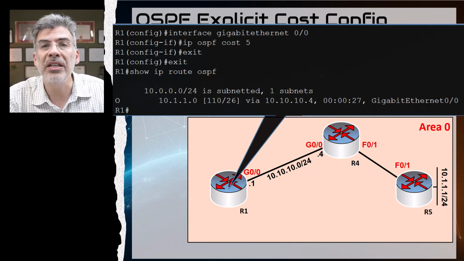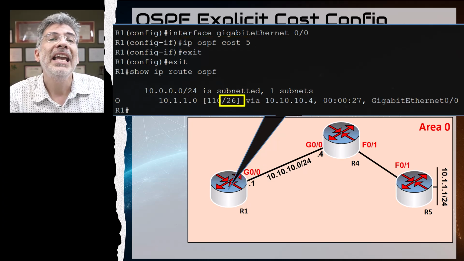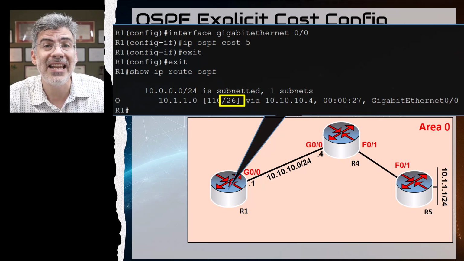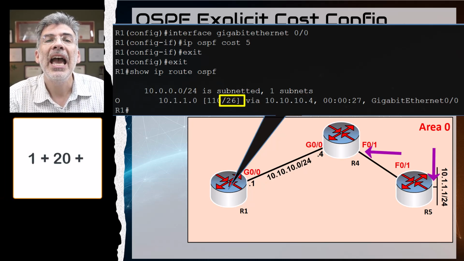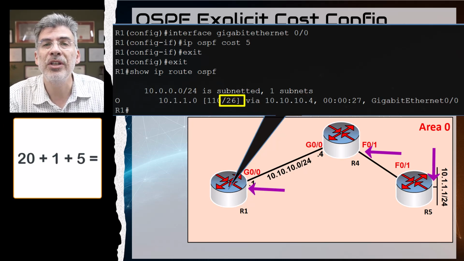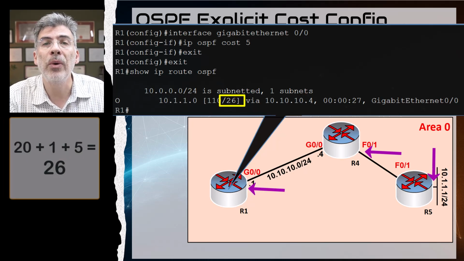The result, as you can see from the routing table of R1, is that we have a cost of 26 now. A cost of 1 for this interface, a cost of 20 for this link, and a cost of 5 for this link that we just configured, for a total of 26.